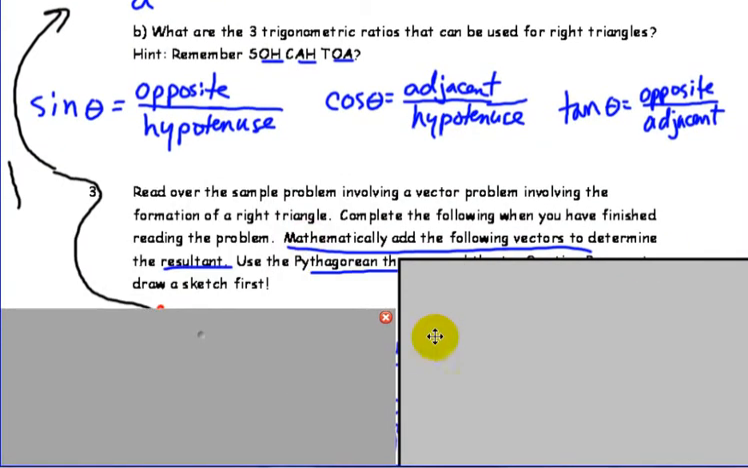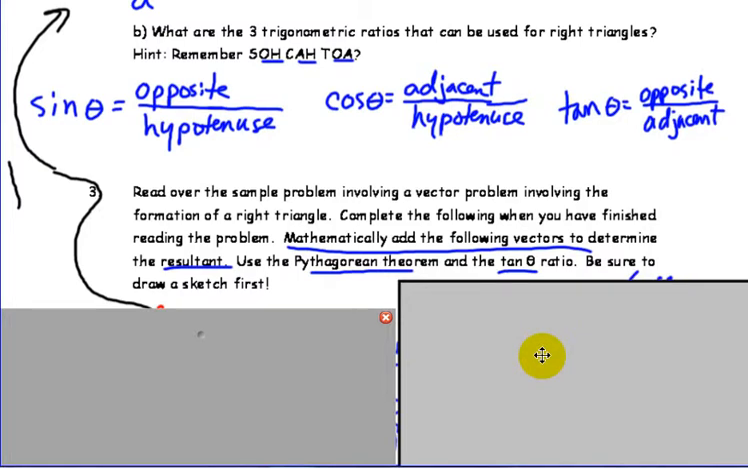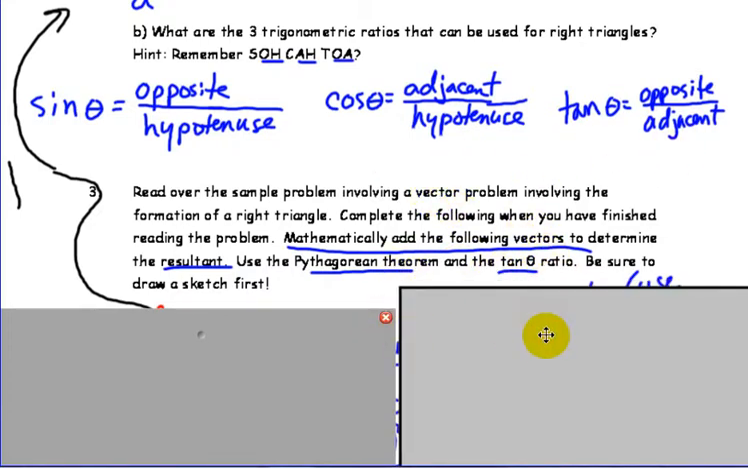Okay, so there are sample problems in the duotang, so if you find that you're struggling with this, go back and read those. Complete the following when you have finished reading the problems. Mathematically add the following vectors to determine the resultant, and use the a squared plus b squared equals c squared relationship, and also you'll see that the tan ratio is the one that we'll be using here the most.